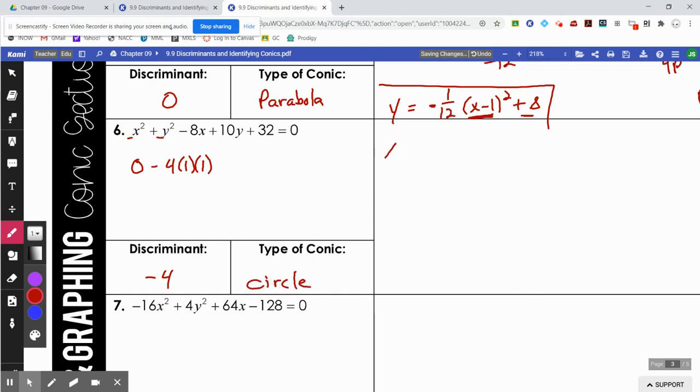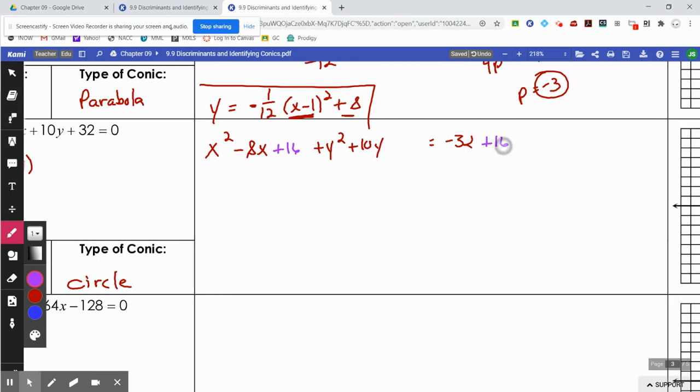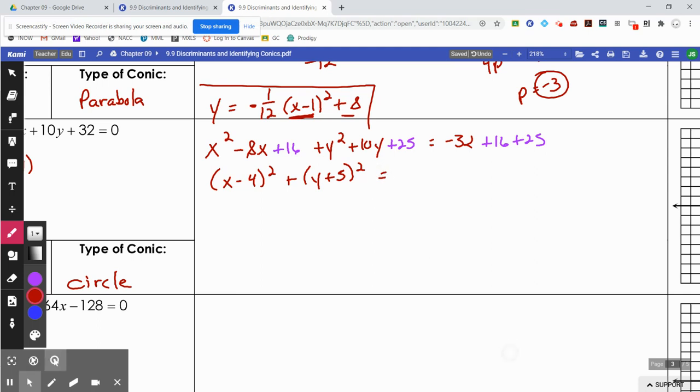So let's group our x stuff together: x squared minus 8x, leave a space. Group your y stuff together, plus y squared plus 10y, leave a space. Move the constant to the other side. That would be equals negative 32. Complete the square. Half it, square it, add 16. Make sure you do it to both sides. Half it, square it, 25. Again, add it to both sides. Now let's factor. This factors into x minus 4 times itself plus y plus 5 times itself equals 9.